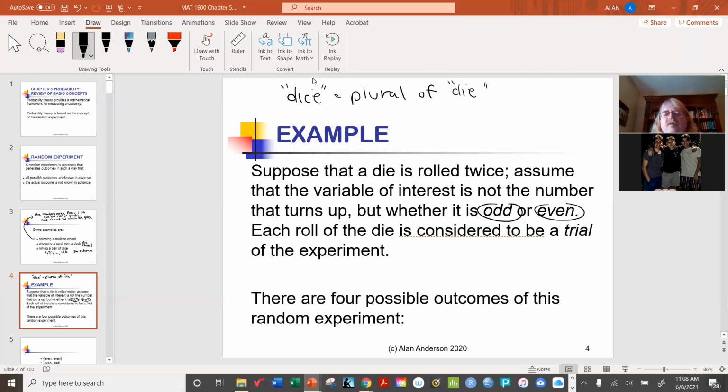So each time we do this, we refer to that as a trial of the experiment, because this is an experiment. We're rolling the die twice. We're seeing what happens. We know in advance what might happen. We do not know what will happen. So then only 4 things can happen.